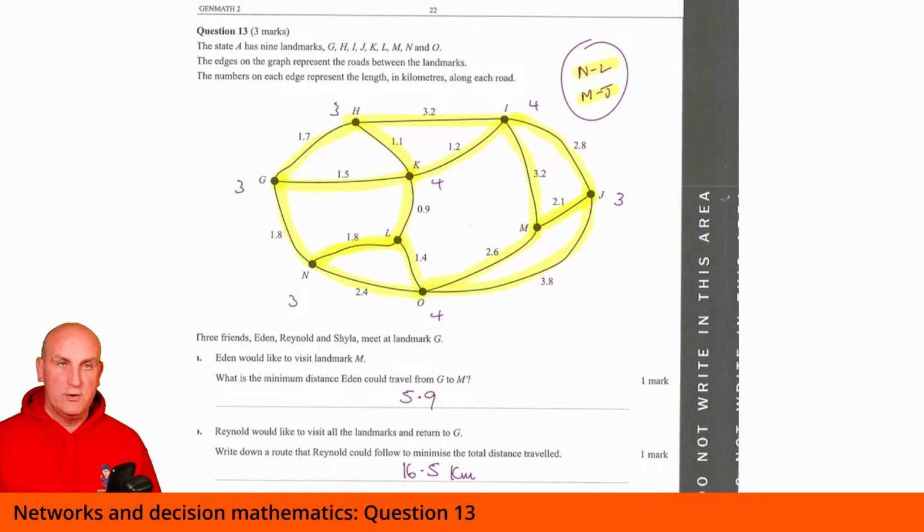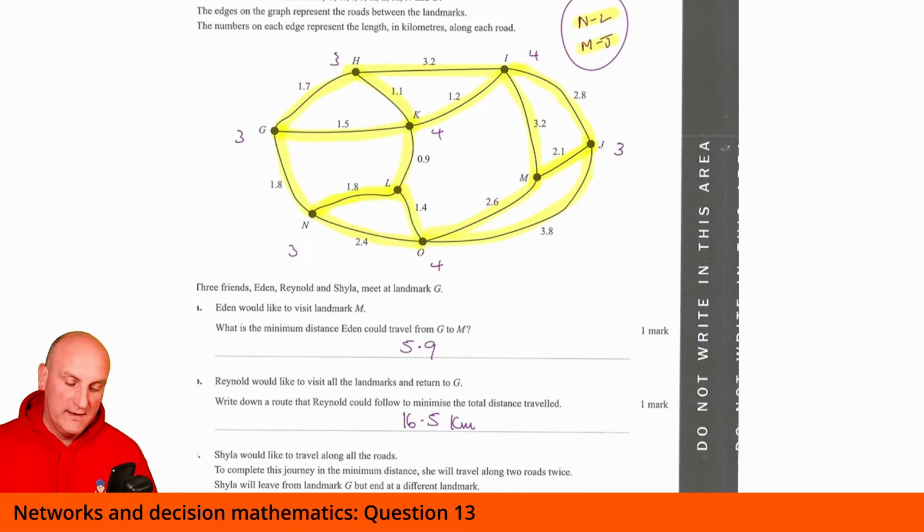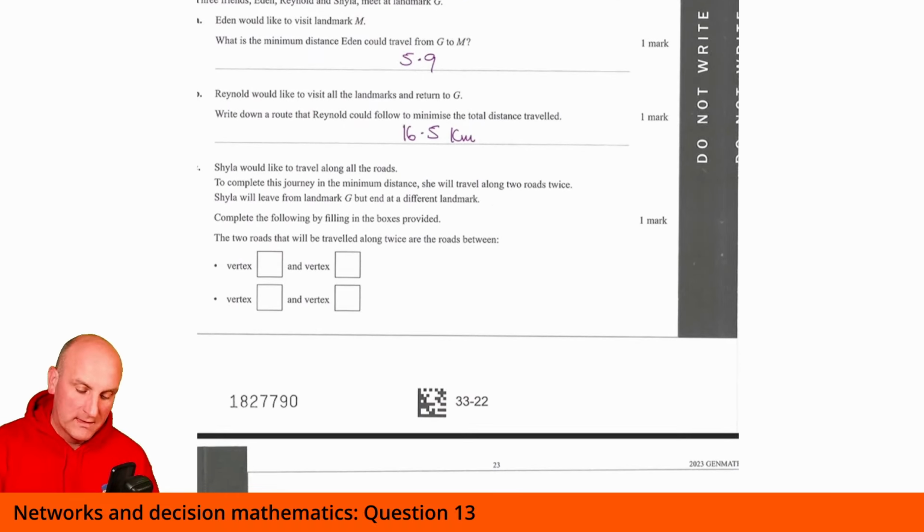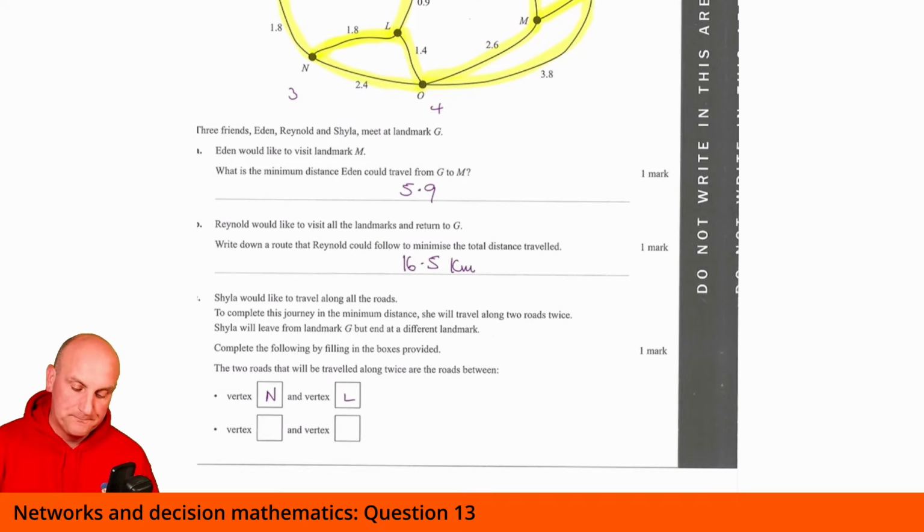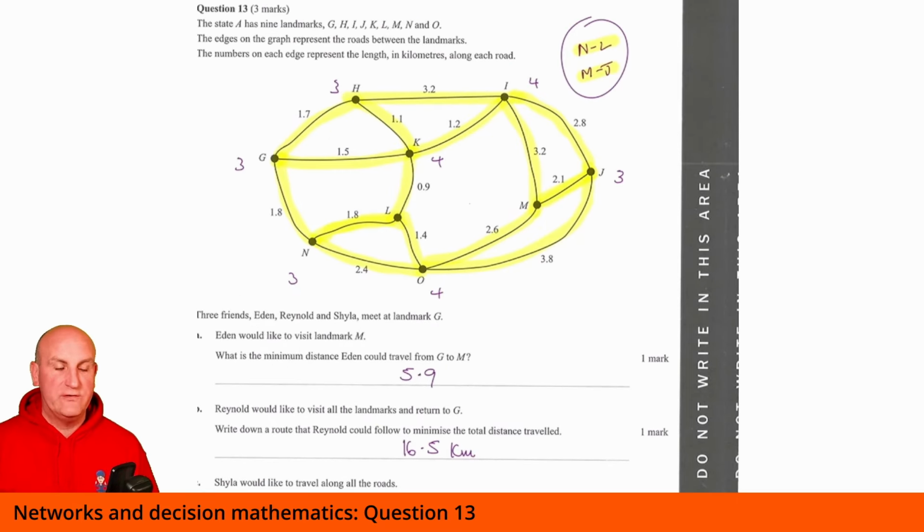I've done it, believe it or not, a few times, and as far as I'm concerned, it doesn't matter which way around you do it. I think there's a bit of a red herring in terms of the minimum distance. The number of ways I do it, I always tend to go along NL. So I'm going to say NL, and what was the other one? M and J.